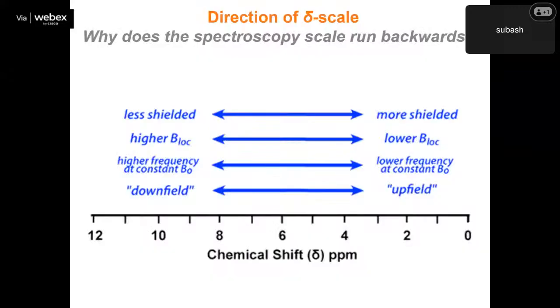So this is again depicted here: more shielded is on the right hand side and less shielded is on the left hand side. And this is a chemical shift increasing scale. We also call this upfield and this downfield. So these are different nomenclatures which are given to the chemical shift scales.